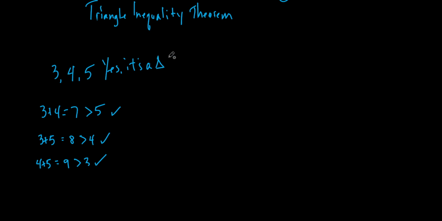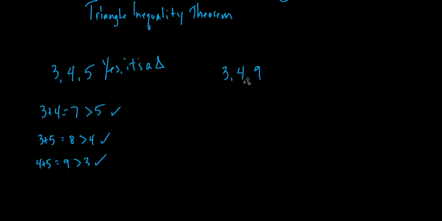Can I take any three numbers and make a triangle out of it? Think about it. Can I take any three sides, any three lengths, and always be able to make a triangle out of it? Okay, let's think about it. What if I said 3, 4, and let's say 9?